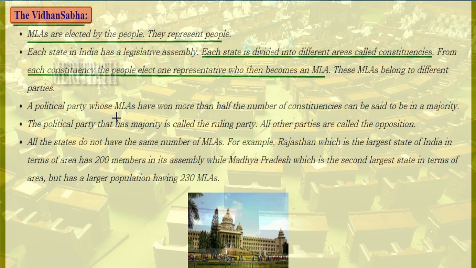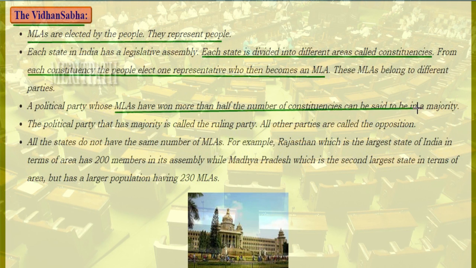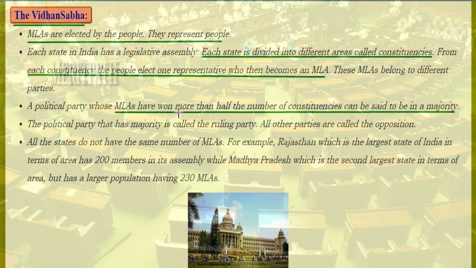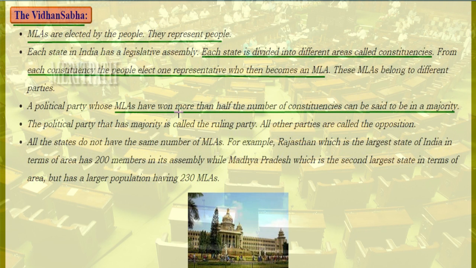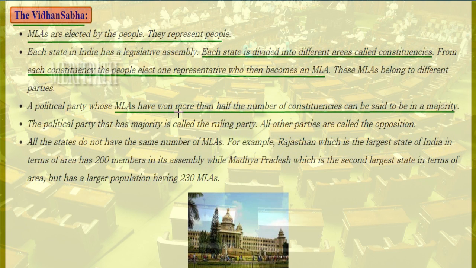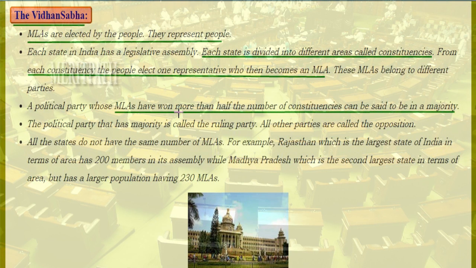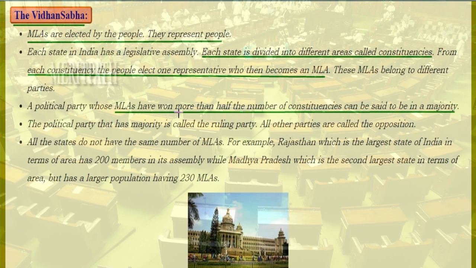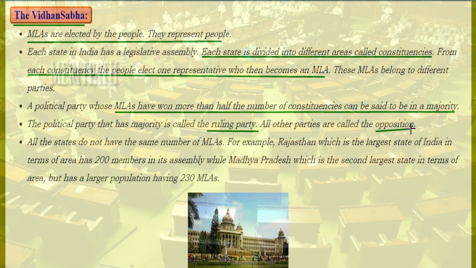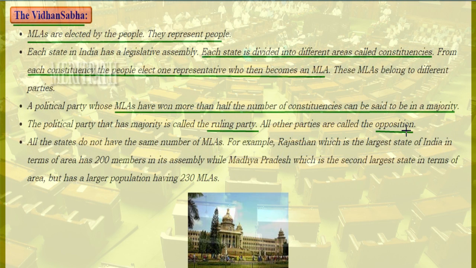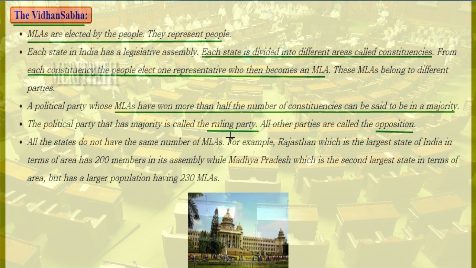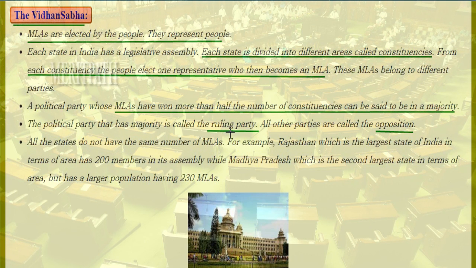From each constituency, one member is elected, known as the MLA, and all the MLAs together represent the Vidhan Sabha. These MLAs can belong to any political party. Any political party whose MLAs have won more than half the constituencies, for example, if there are 40 constituencies and a party has won 22, comes under majority. That party becomes the majority ruling party.